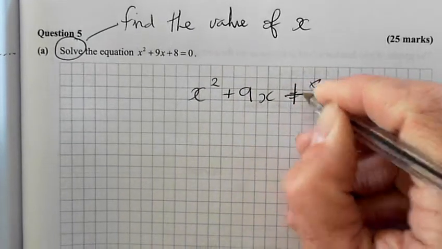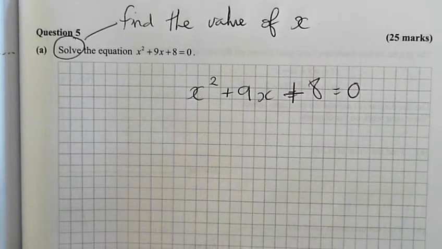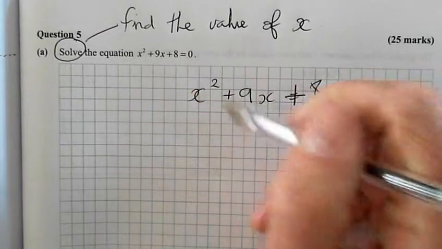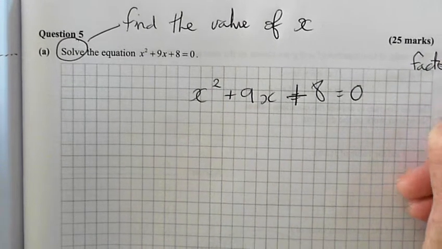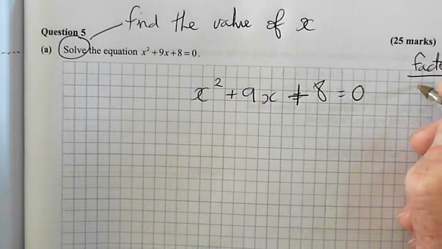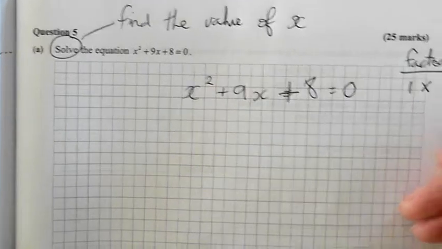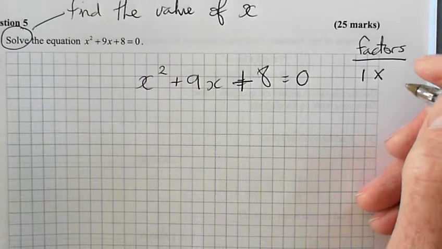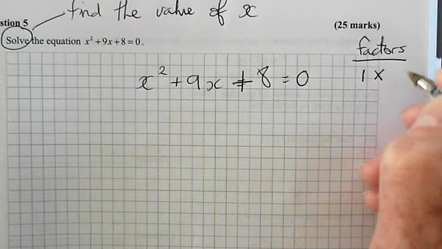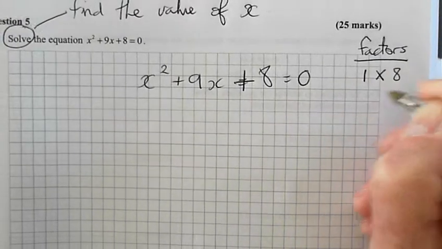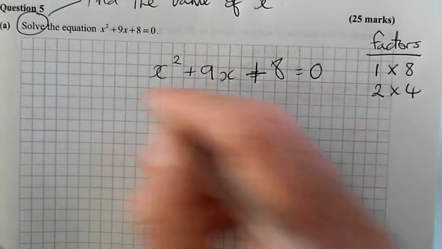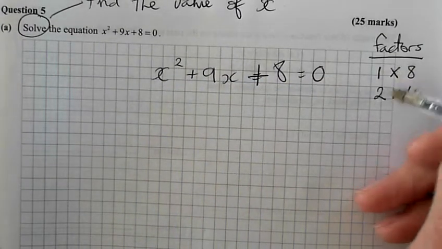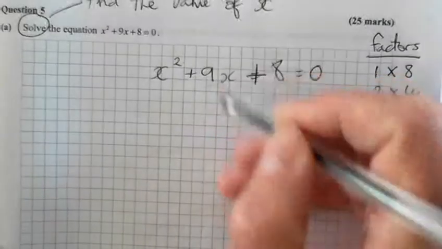Plus 8 is equal to 0. Right. So we find the factors of 8. 1 times, what are the factors of 8? 1 times 8 and 2 times 4. Alright, which pair will add up to 9? 1 times 8.